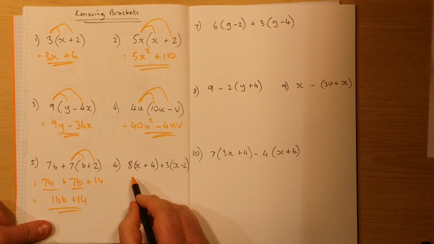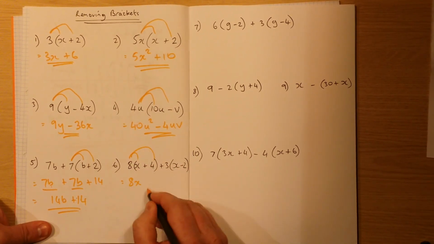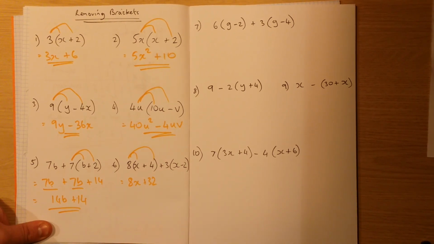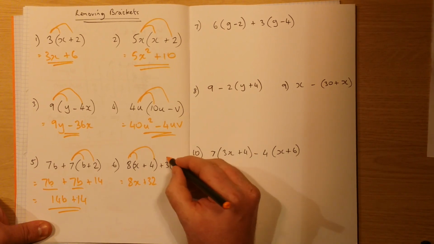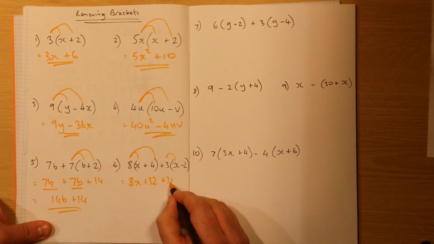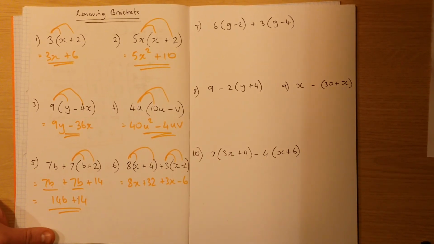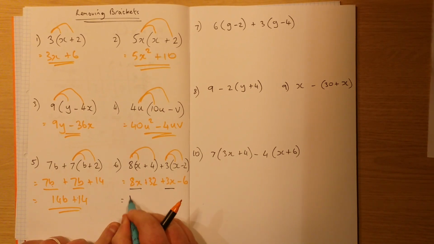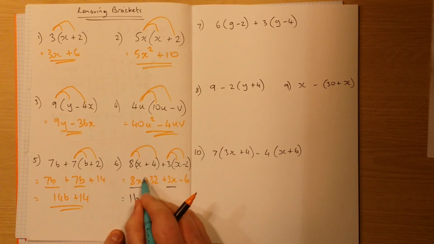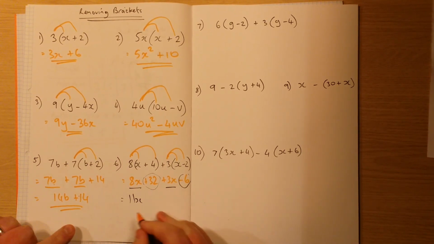Having a look at question 6 here. 8 times x gives me 8x. 8 times 4 gives me 32. And I've also got another bracket here, and I need to multiply plus 3 by x. That's going to give me plus 3x. And plus 3 times minus 2 is going to give me minus 6. And this is when I can tidy it up. I can see here I've got 8x and 3x. That will give me 11x. And then I've got 32 take away 6 is going to give me 26.